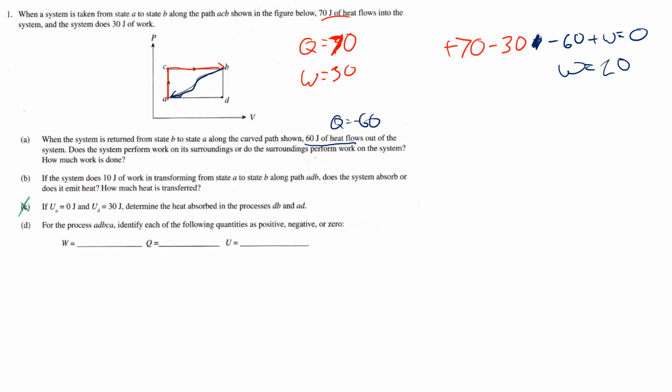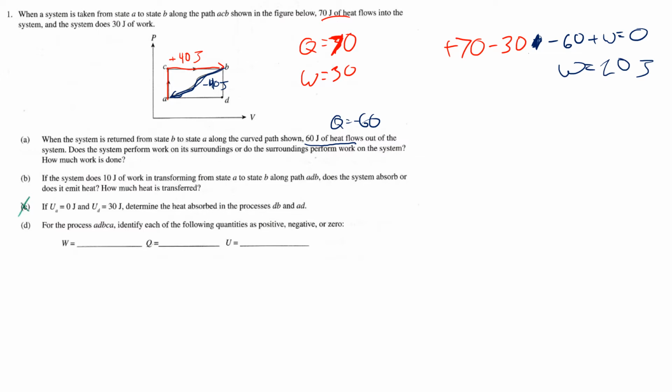So far, so good. Are we okay with that? So what does that mean? We know it's 20, but which direction is it? Is it the system doing it on the surroundings or the surroundings doing it on the system? When we're going back, we have to lose 40 joules, because we went up by 40 going red, so red is plus 40. We gained 40 joules this way. We have to lose 40 joules this way.